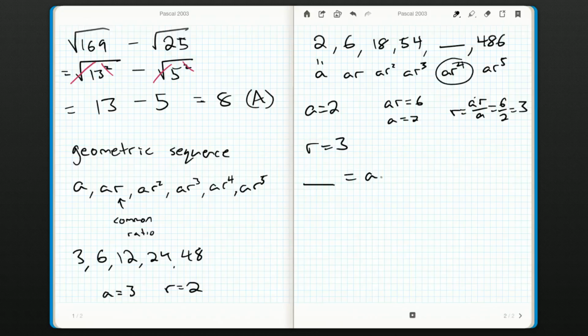So our blank is ar to the 4th, and that's 2 times 3 to the 4th. That's 2 times 81. That's going to be 162. And that's the answer we should be looking for.